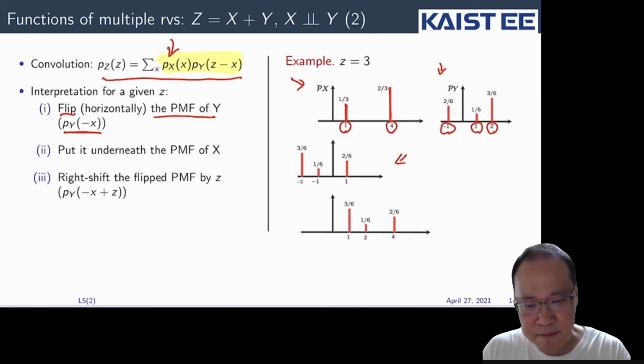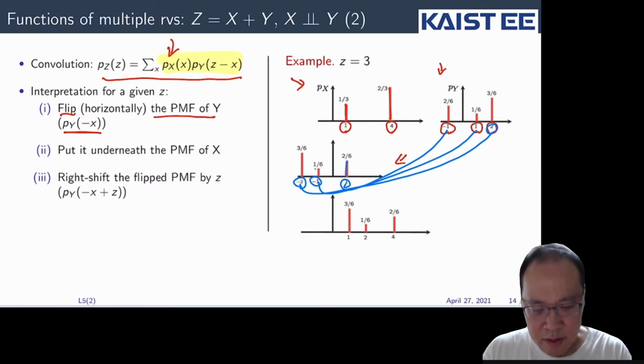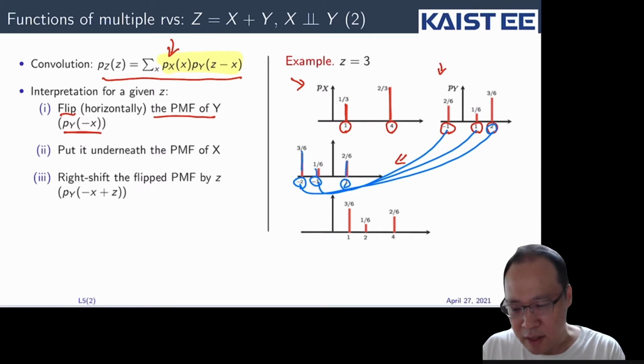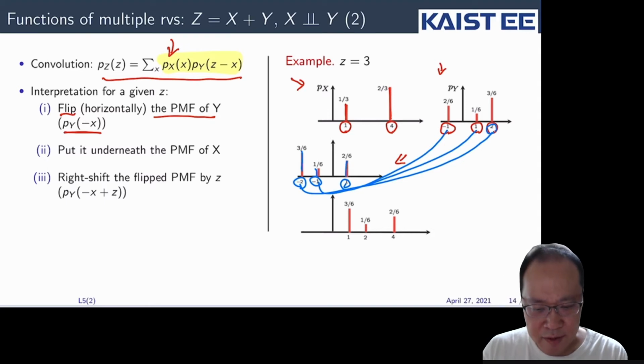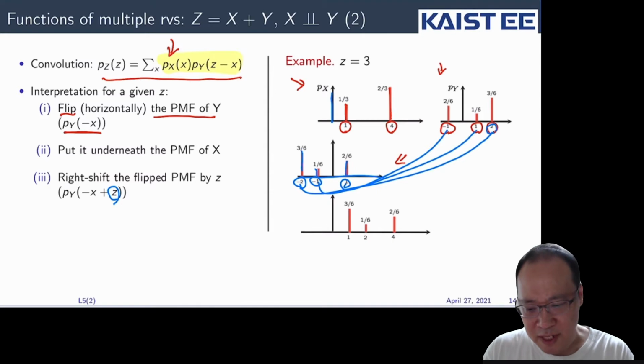And this is the flipping. So you see that 2 becomes minus 2, and 1 becomes minus 1, and minus 1 becomes 1. So it's flipped. And then put it underneath the PMF of x. So here the PMF of X is here, and the flipped PMF of Y is here. And then right shift the flipped PMF of Y by z. Okay, so we need to right shift by the amount of z.